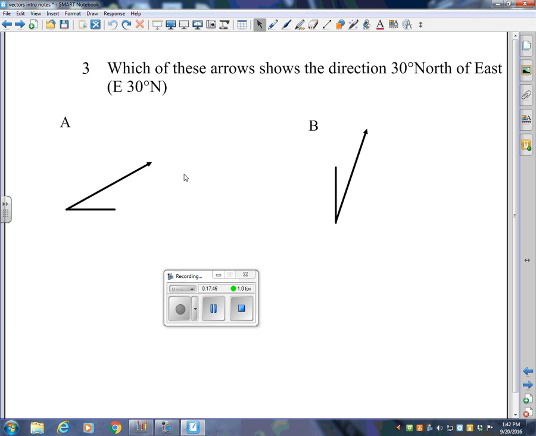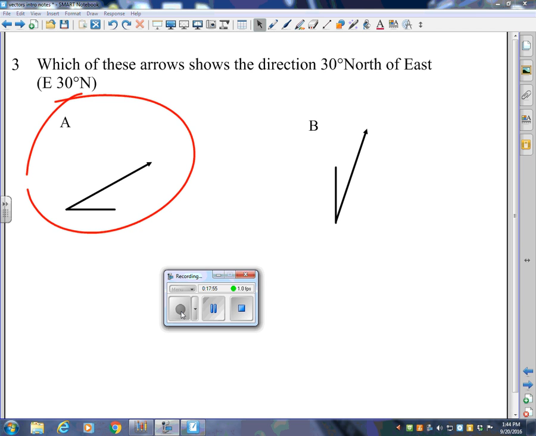Which of these arrows show the direction 30 degrees north of east? If you didn't get it right, 30 degrees north of east. Look east first. Look east, go 30 degrees to the north, like so. What would this one be? This would be 30 degrees east of north, backwards.